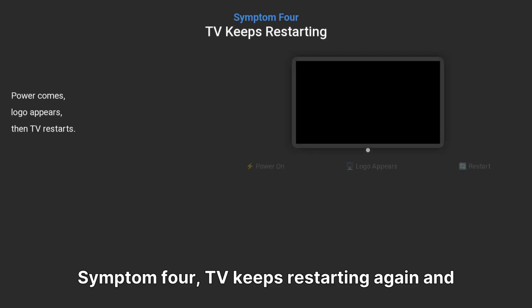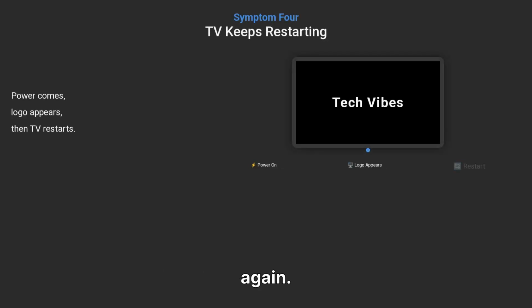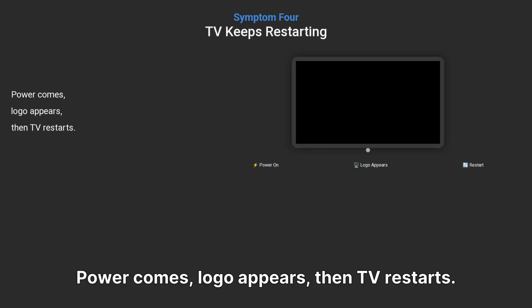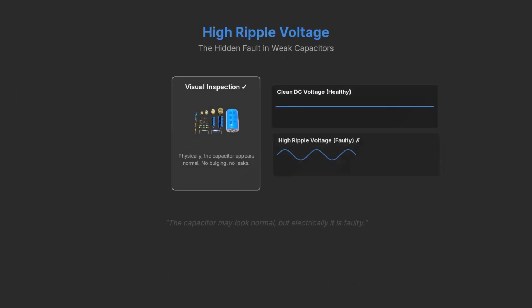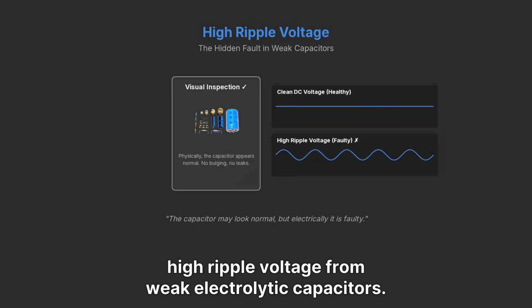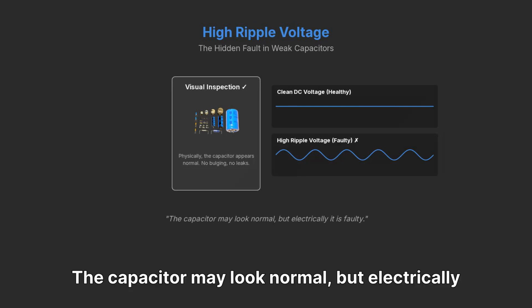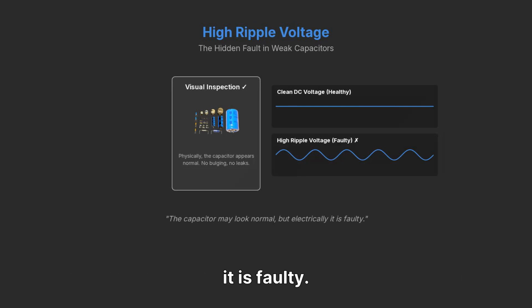Symptom 4. TV keeps restarting again and again. Power comes, logo appears, then TV restarts. In most cases, this is caused by high ripple voltage from weak electrolytic capacitors. The capacitor may look normal, but electrically it is faulty.